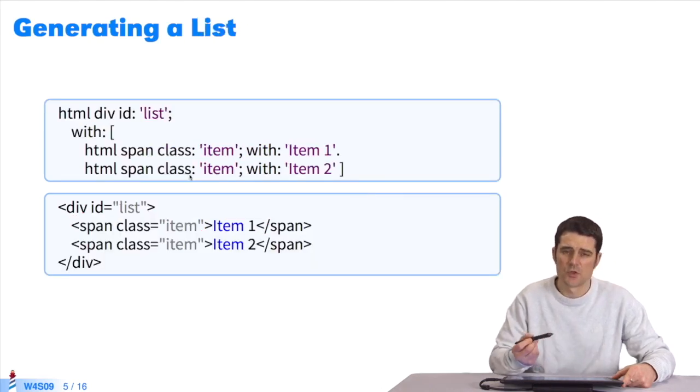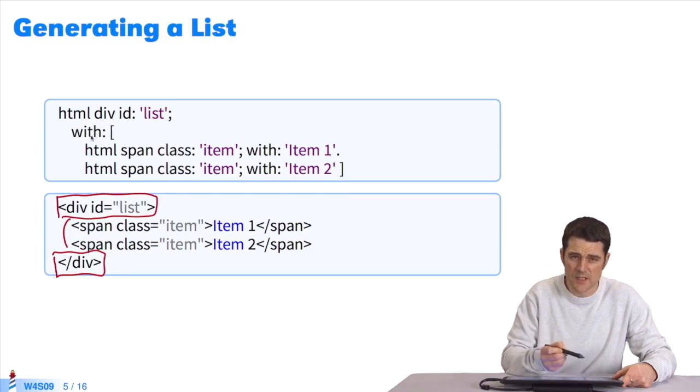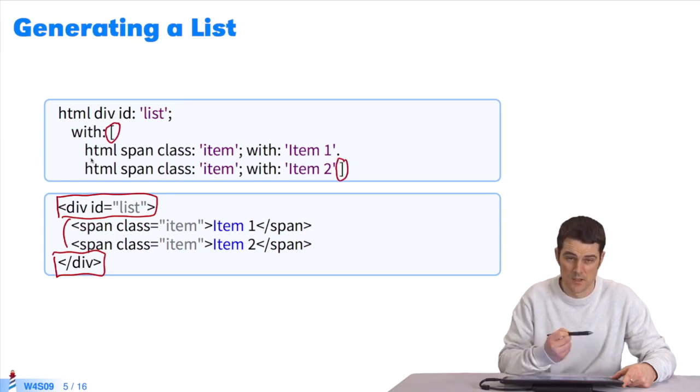I can generate more complex things. The beginning is the same, html div id list. This is my div line, but I can put lots of other tags inside the div. Instead of sending a character string to with:, I send a block. Within that block, I can reuse my html object and other brushes to generate other tags. With html span class item, I generate a span with a class attribute and content.